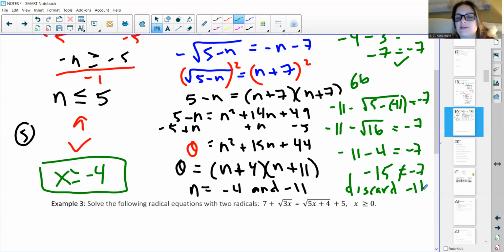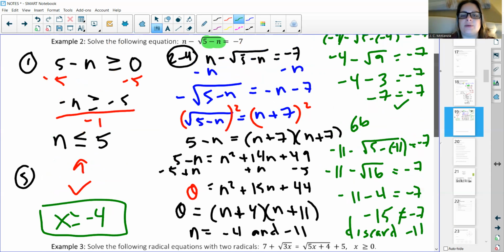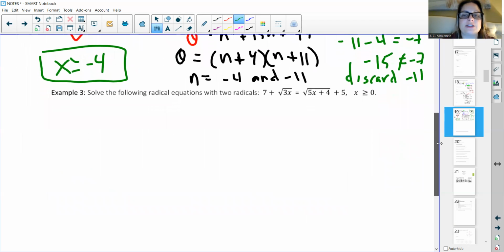You can kind of see that if it had been a positive radical, so if it was plus the square root of 16, it would have given us the result we wanted, but of course that wasn't the case. All right, so that is how it looks when you have to discard a solution and when you have to solve using your quadratic knowledge.